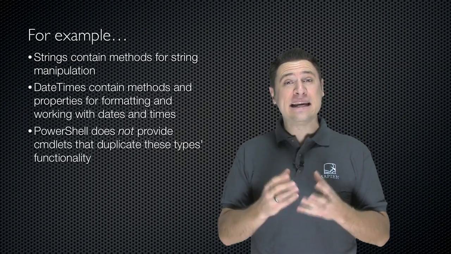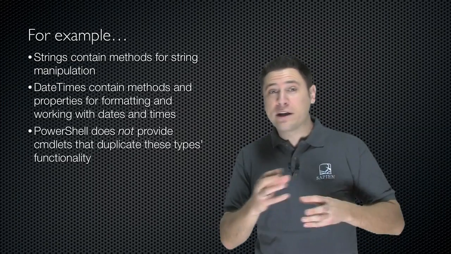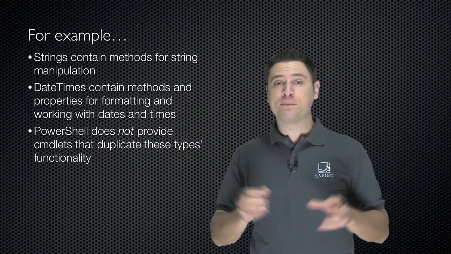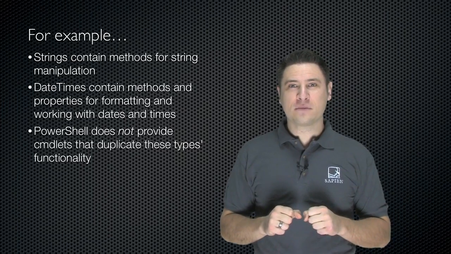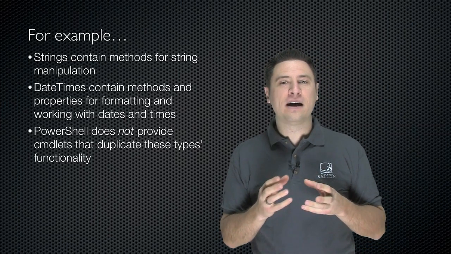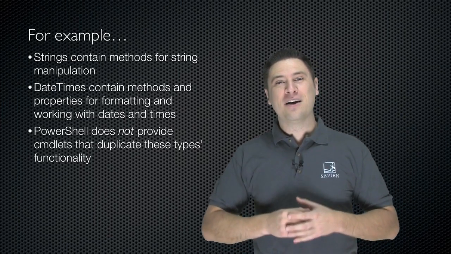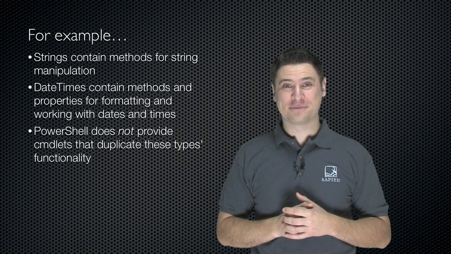DateTime is the same thing. The DateTime type contains methods and properties for formatting and working with dates and times. You can format a date as a short date, as a long date, get just the year, get just the month, whatever you need. So PowerShell really doesn't provide cmdlets or built-in functions that do all these things, because instead it's building them right into the objects.